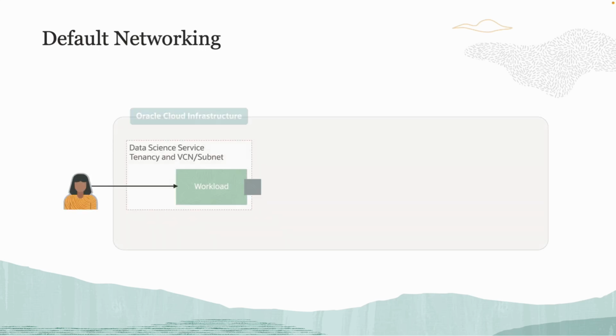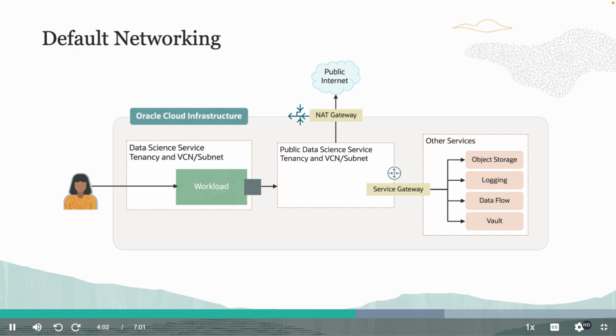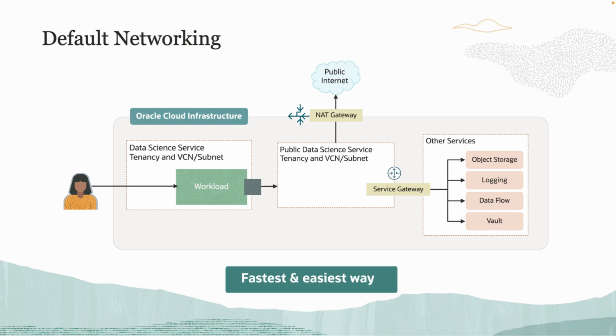When you select default networking, the workload will be attached via a secondary VNIC to a pre-configured service-managed VCN subnet. This provided subnet will allow egress to the public internet through a NAT gateway and access to Oracle Cloud Services through a service gateway. Therefore, if you only require access to the public internet and/or OCI services, this is the fastest, easiest way to get started on the service, as it does not require you to create your own networking resources or write policies for networking permissions.